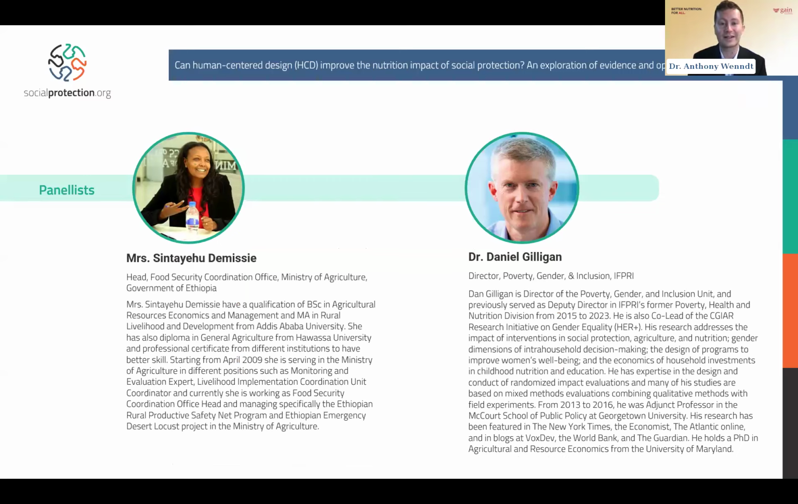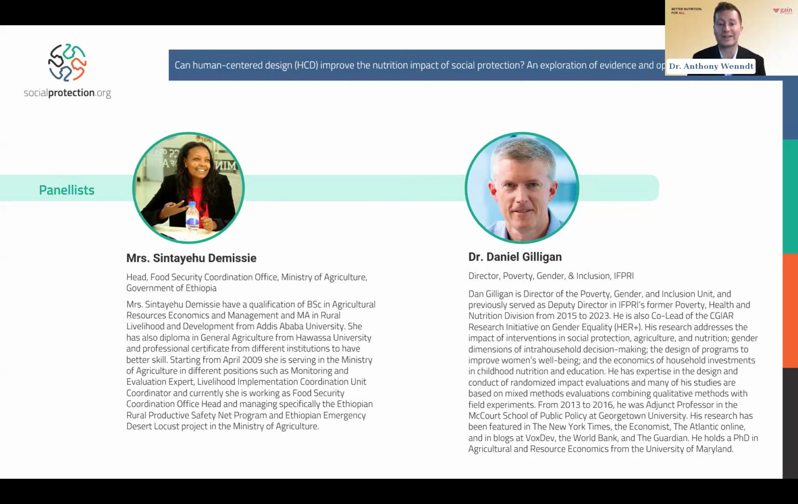Second, we'll invite Dr. Dan Gilligan to represent the viewpoint of the expert in nutrition-sensitive social protection evaluation. Dr. Gilligan is presently the Director of the Poverty, Gender, and Inclusion Unit of the International Food Policy Research Institute, or IFPRI, and his research addresses the impact of interventions in social protection, agriculture, and nutrition, as well as gender dimensions of intra-household decision-making and other topics.